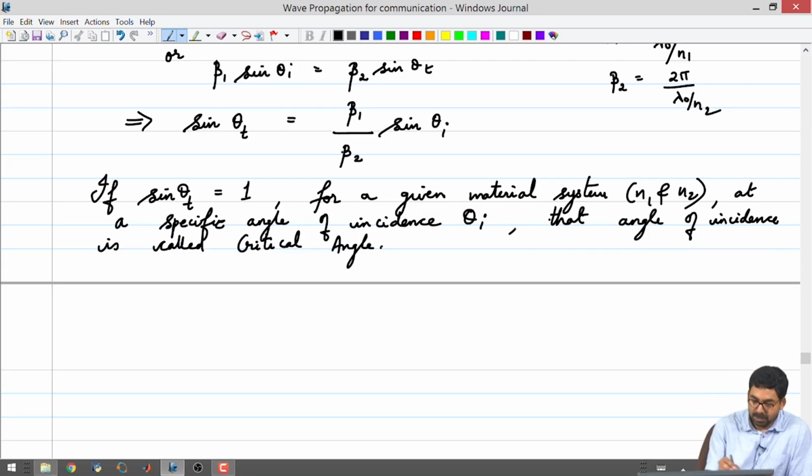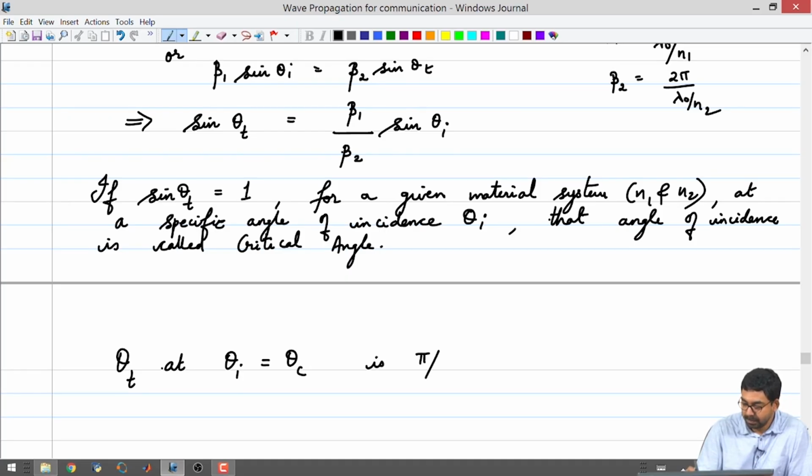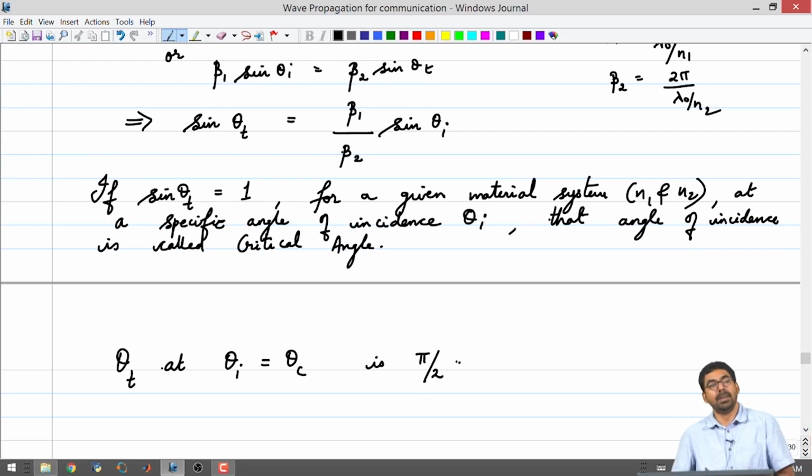Okay. So, this also implies that theta t at theta I equal to theta c is pi by 2 or 90 degrees with respect to the normal. You could also have, for example, theta I to be greater than this angle, and you would still notice that your theta t becomes very tough to define, and you have to look at what happens to the transmission and reflection coefficients in these cases.